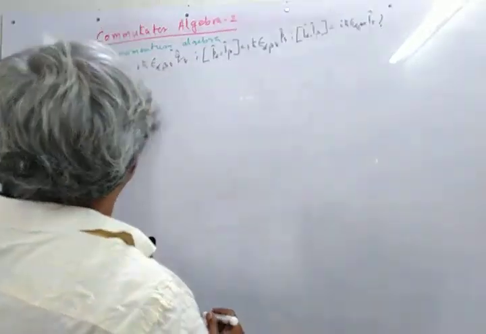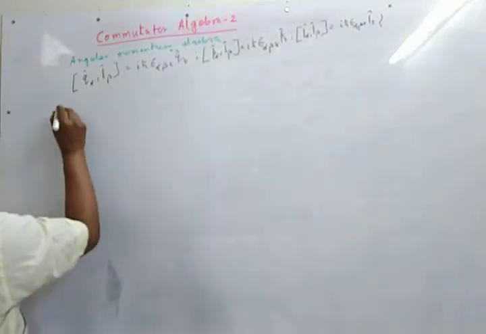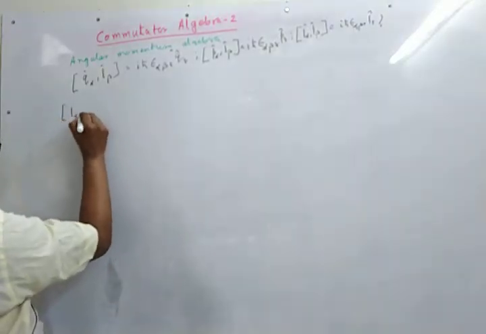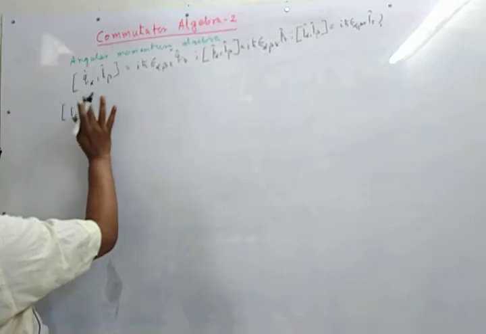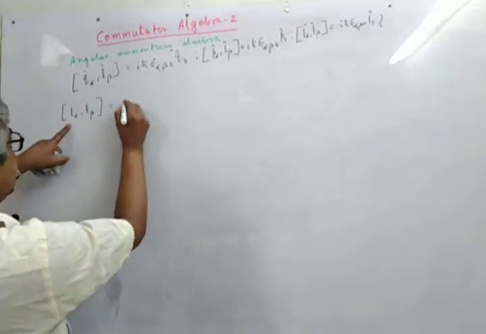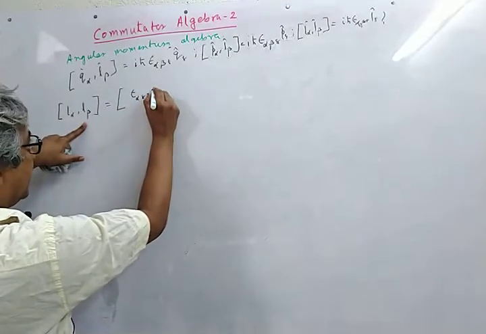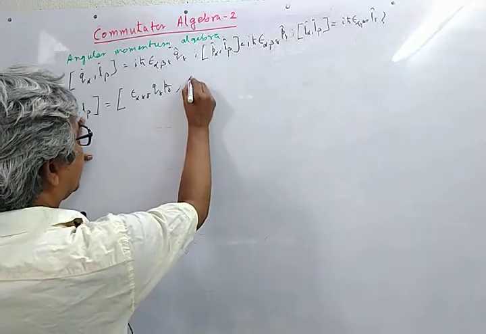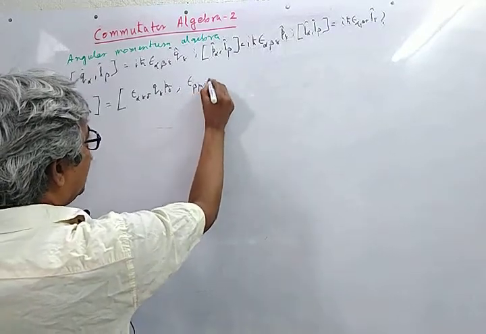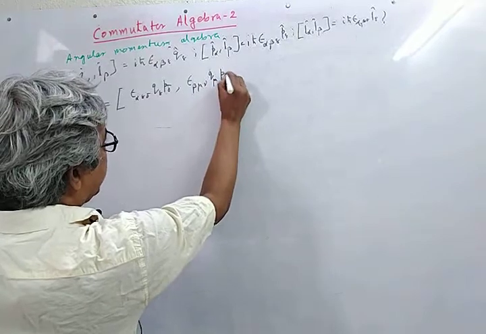Let us calculate this. But this time, the mathematics involved, or the summation involved, will be very tough. So try to follow carefully. L alpha, L beta. For the time being I am just not putting the hats. They are there. For this, I write epsilon alpha gamma delta Q gamma P delta. For this we write epsilon beta mu nu Q mu P nu.